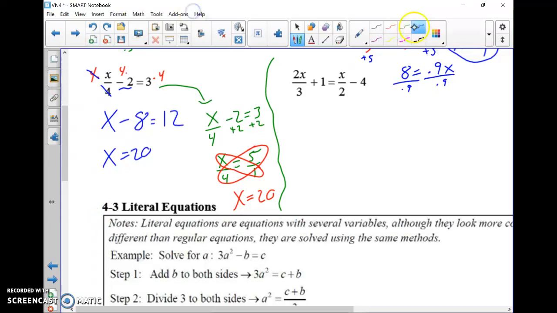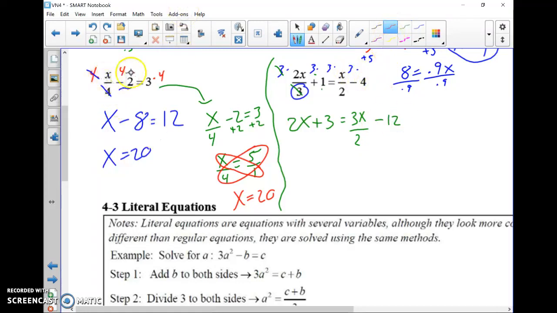So let's see. The first thing is a denominator of 3. I want to multiply that out, so I'm going to multiply everything times 3. And this first one, the 3 times divided by 3 cancels out. I get just 2x. Plus 1 times 3 is 3, equals 3 times x over 2, which is 3x over 2. And minus this negative 4 times 3 is going to become negative 12.